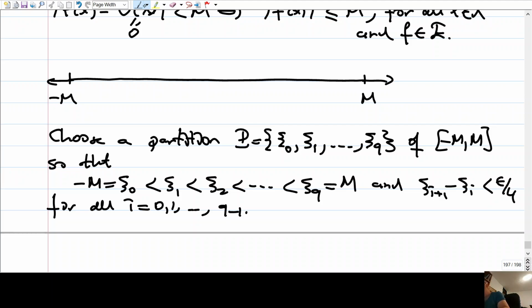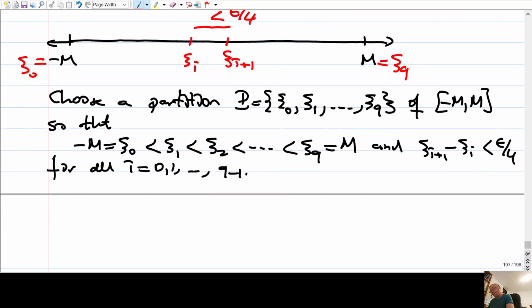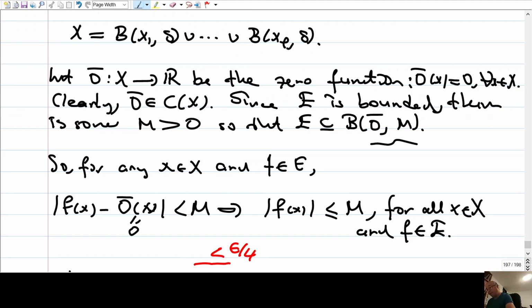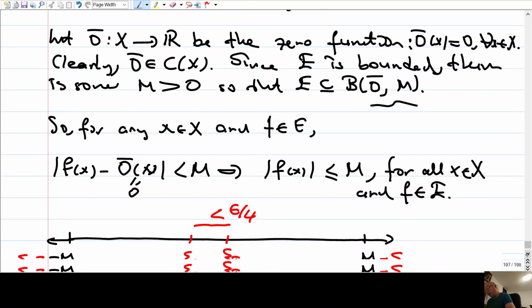Okay, so I have the following. This is xc0, this is xq, and somewhere here I have xi and xi plus 1, and this distance is always less than epsilon over 4. Okay, all right. What else?